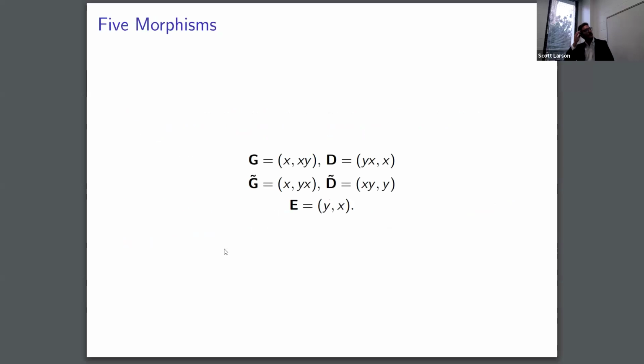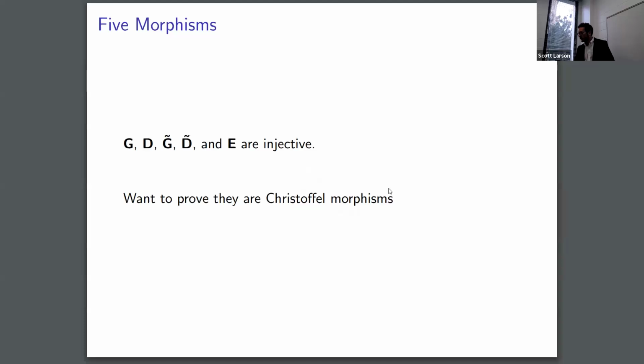So we have our 5 morphisms. These are basically the 5 basic morphisms. Turns out these will be all we need. They will generate the monoid of Christoffel morphisms. In particular, these 2 right here, G and D twiddle. We want to show that these are Christoffel morphisms. It's pretty easy to show that they are injective.